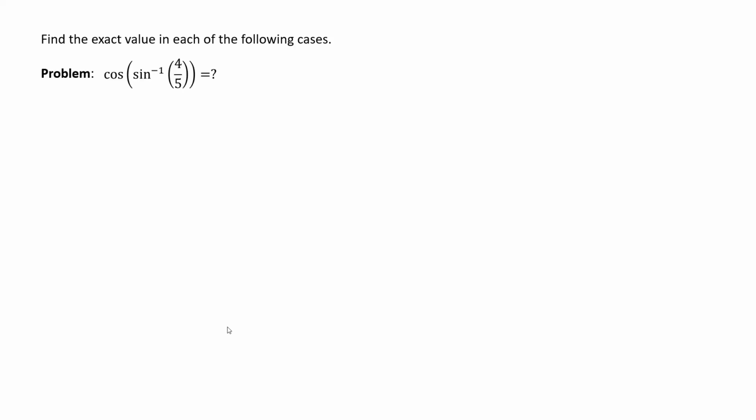Find the exact value. Cosine of sine inverse of 4/5.